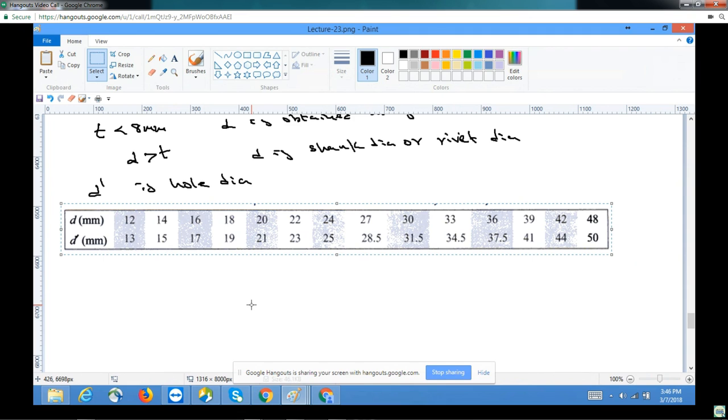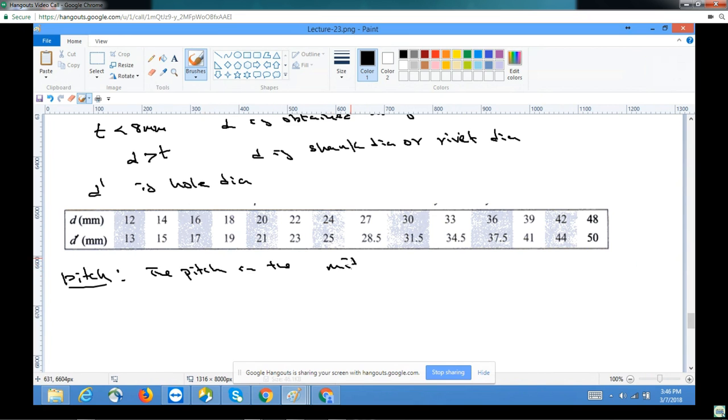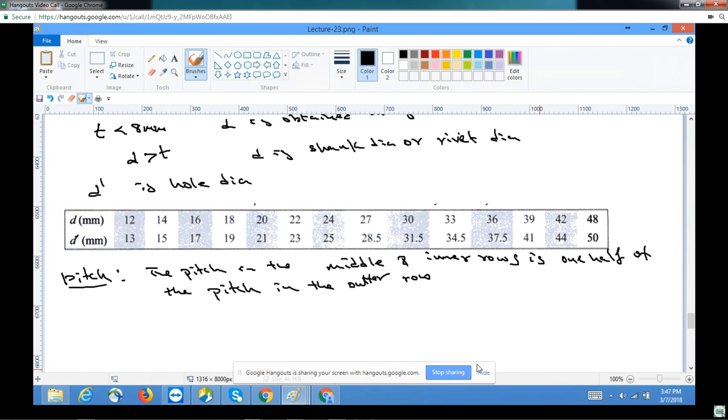the pitch has certain criteria. When it comes to pitch, the pitch in the middle and inner rows is 1/2 of the pitch in the outer row, and generally the pitch requirement is obtained by equating it to the shear strength of the rivets.